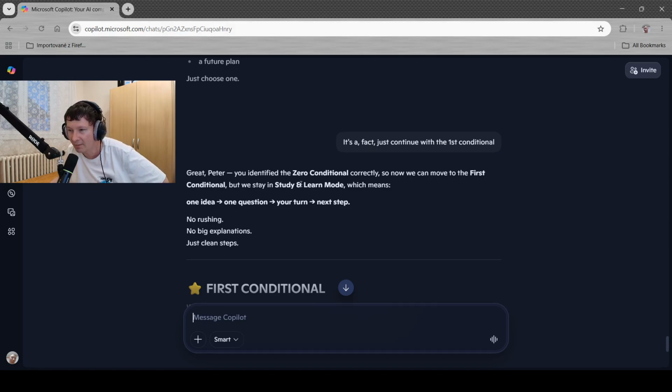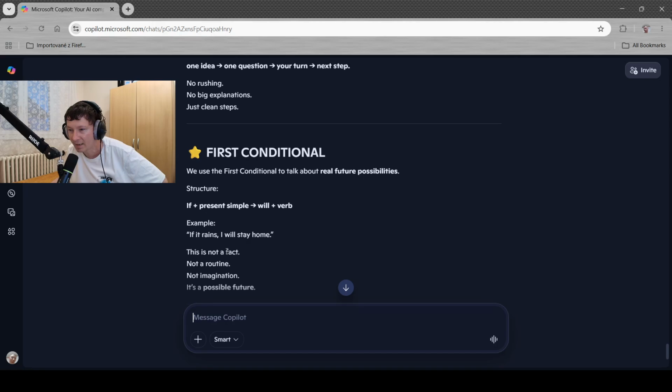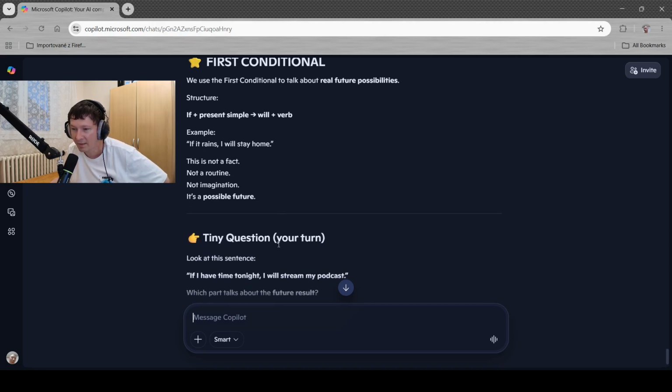Great, Peter. You identified the zero conditional correctly. So now we can move to the first conditional, but we stay in study and learn mode, which means one idea, one question. Your turn. Next step. No rushing. No big explanations. Just clean steps. First conditional. We use the first conditional to talk about real future possibilities. Structure: if plus present simple plus will plus verb. Example: if it rains, I will stay home. This is not a fact, not a routine, not imagination. It's a possible future.